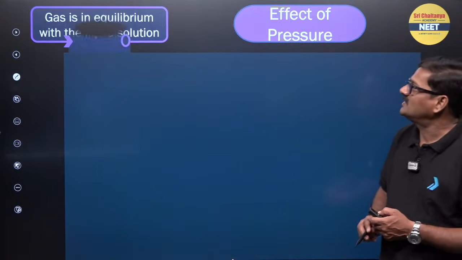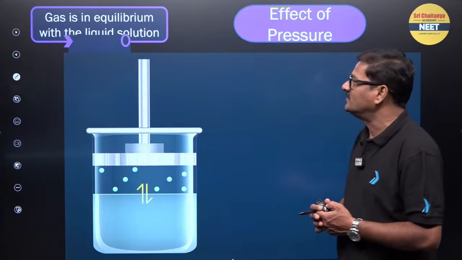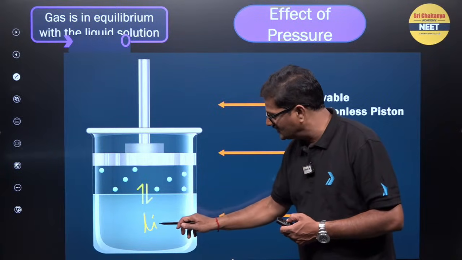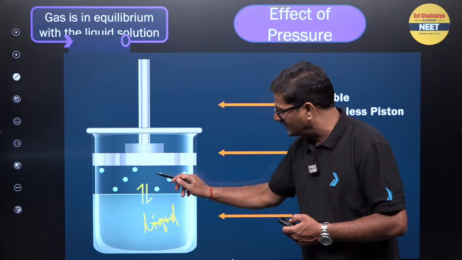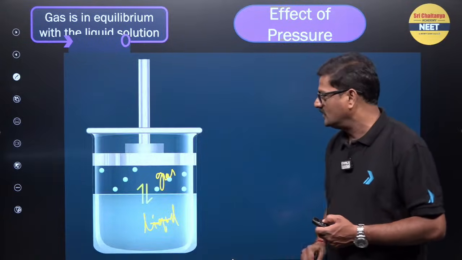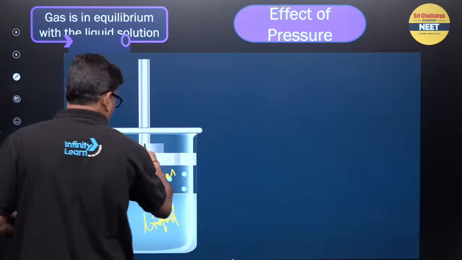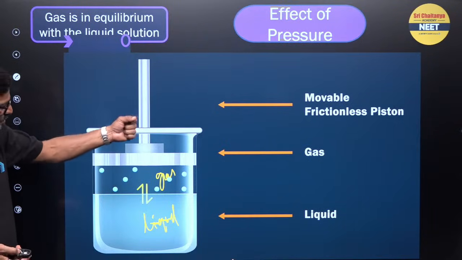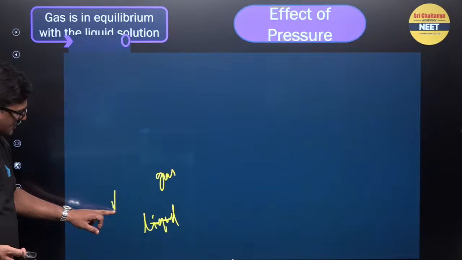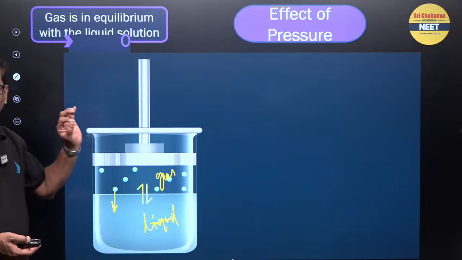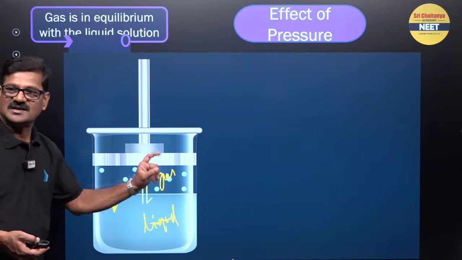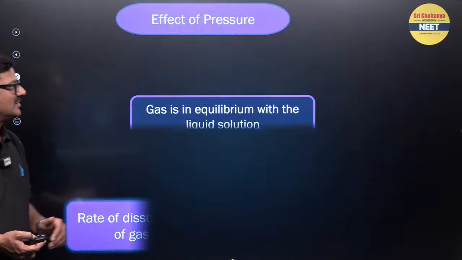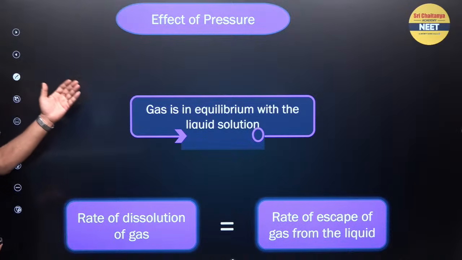Now I want to say gas is in equilibrium with liquid solution. If this is a liquid, and this is a gas, what happened? When you apply pressure, you are going to push the movable frictionless piston. So the gas is going to move into the solution. I want to say as pressure increases, solubility of a gas in the liquid increases, that is given as Henry's law.